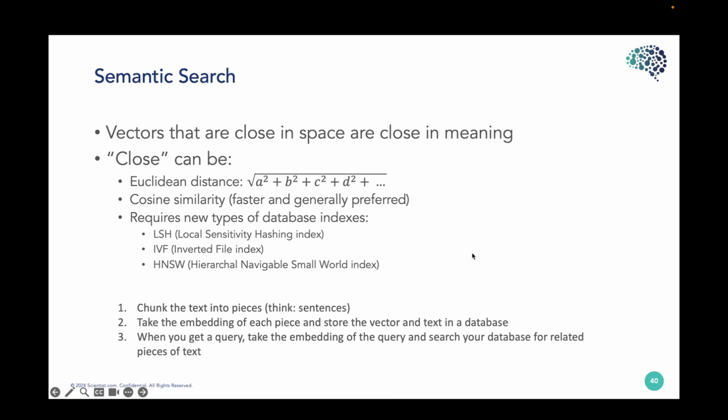We're not going to go any deeper than that, but just know if you're building an application like this, there are purpose-built databases for this, but you might not need one. You might be able to at least get started with the database that you're already using.